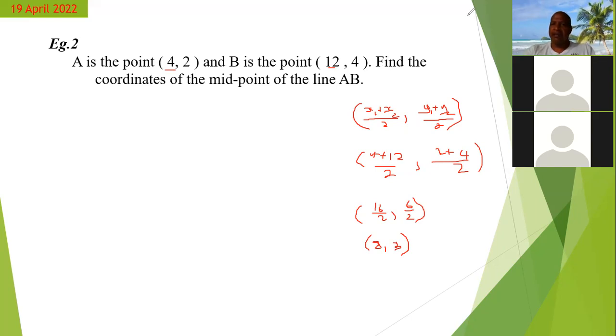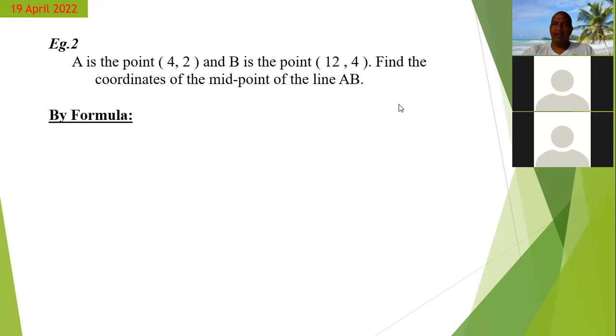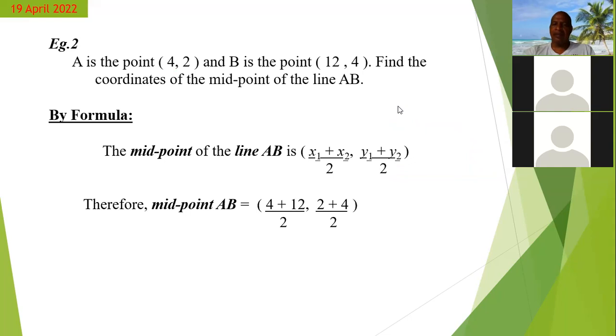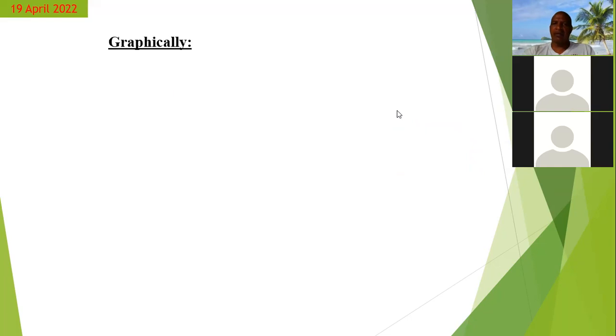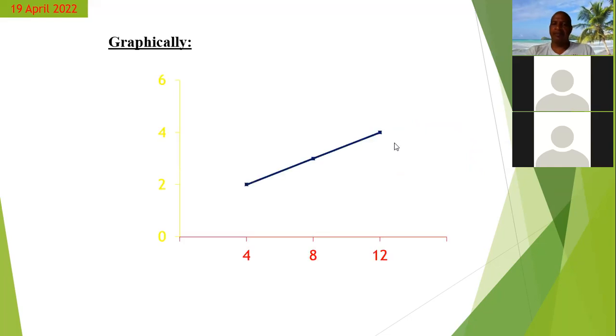All right, so you're good with that. Moving along. So using the formula, plugging in those values, then we get the midpoint to be that. Now, if we're looking at it graphically, then this would be the point A, the point B. Now the midpoint would be in the middle of the line there. So we're adding the x coordinates. When we add the two x coordinates, we get 16. And when we add the two y coordinates, we get 6.